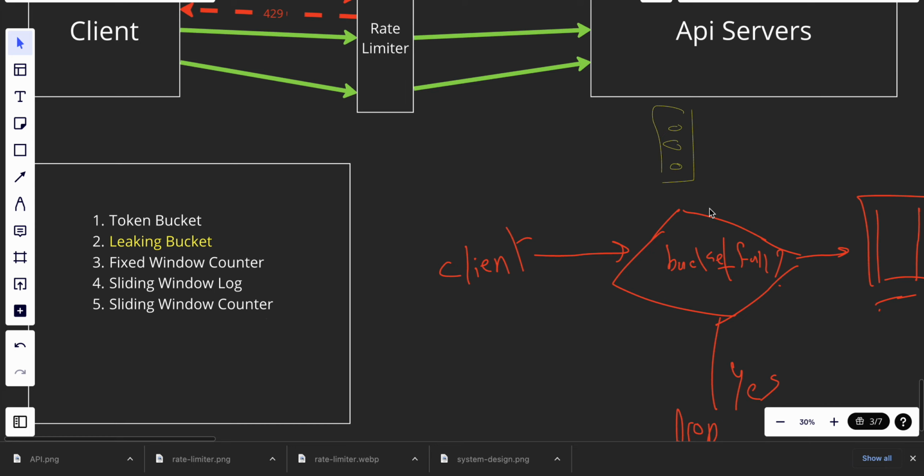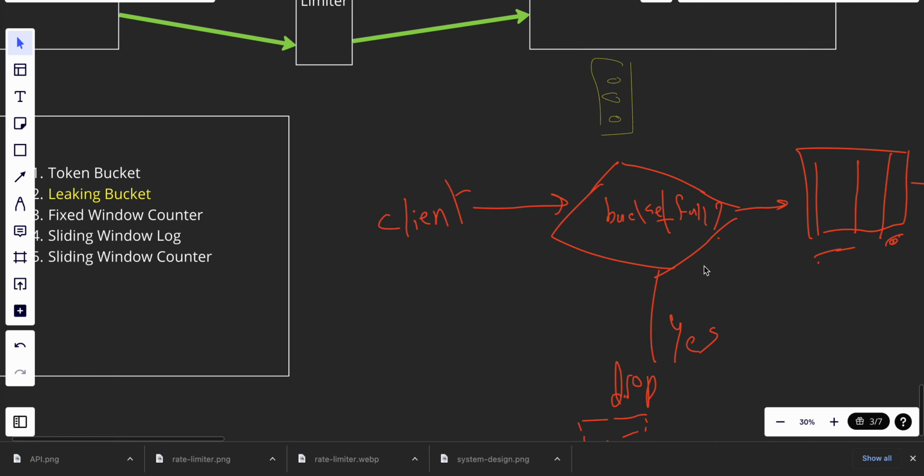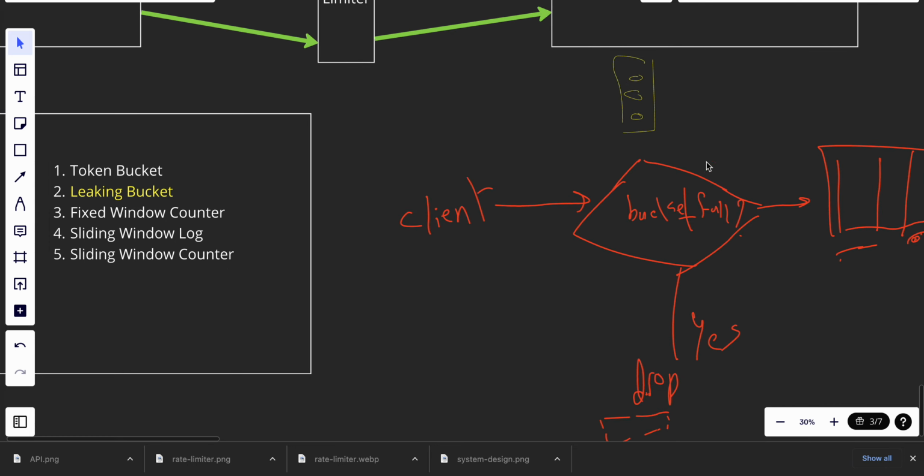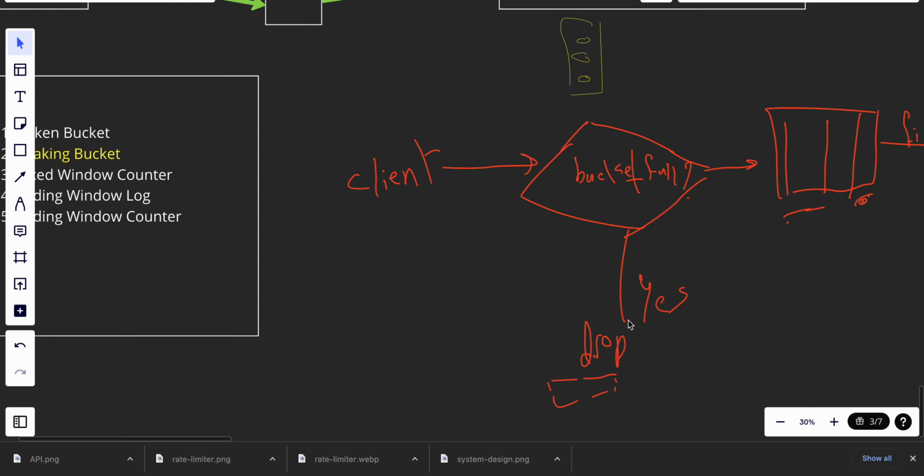After that, we talked about the leaking bucket algorithm. The leaking bucket algorithm is similar to the token bucket, but instead we are using a queue, so basically first in, first out.